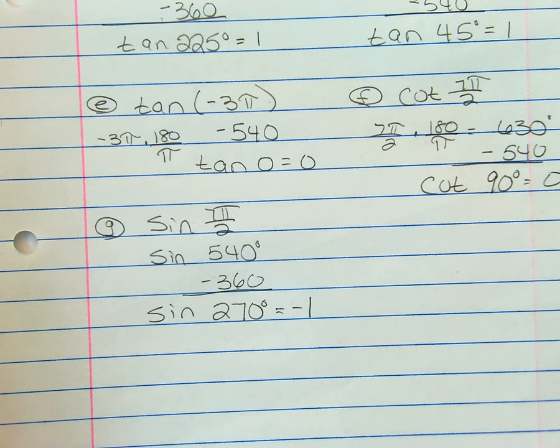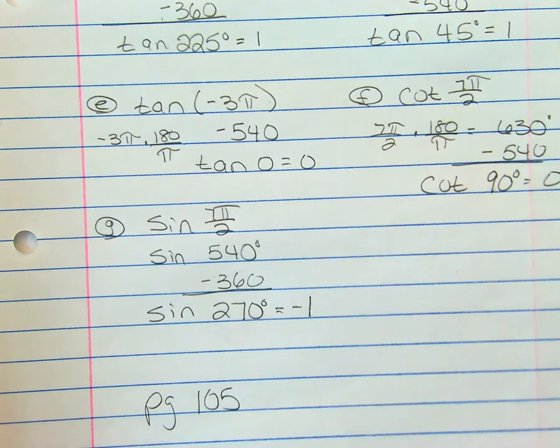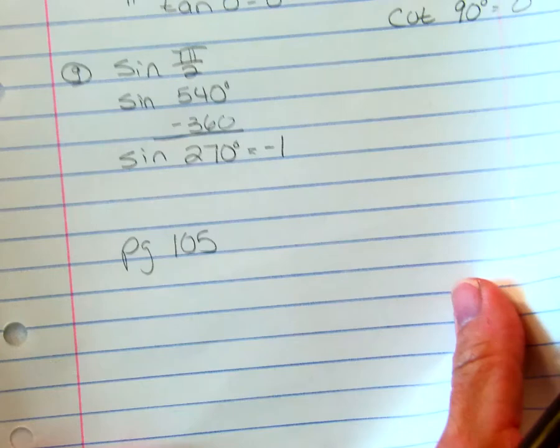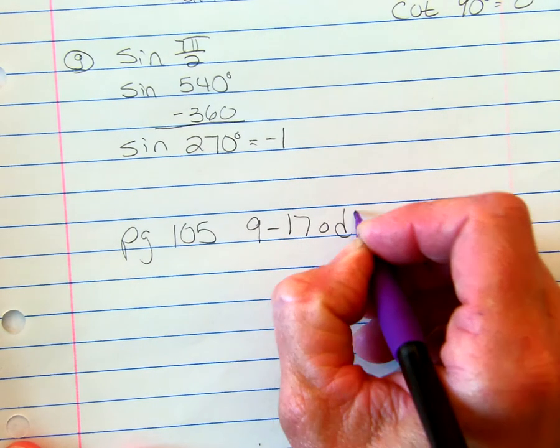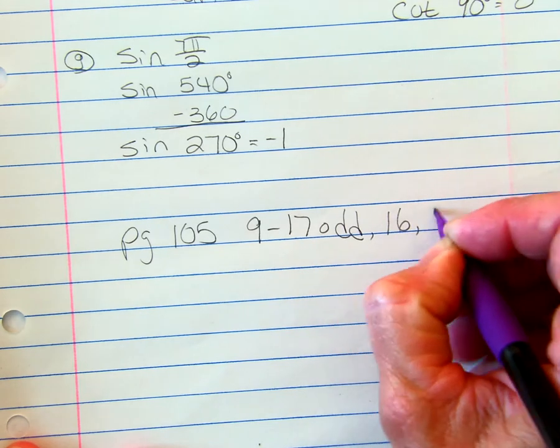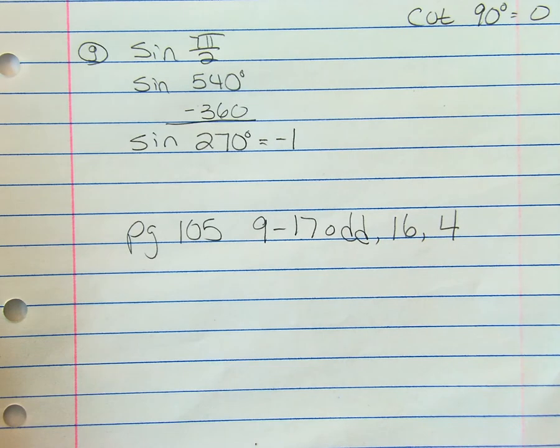The assignment, if I could find it. Here we go. Your assignment is on page 105. Page 105. You're going to do 9 to 17 odd, 16, and also I'm going to throw a number 4 in there. So write that down and then open up your books to page 105.